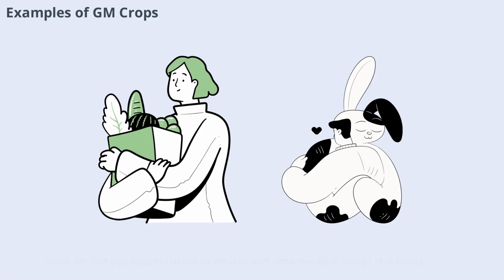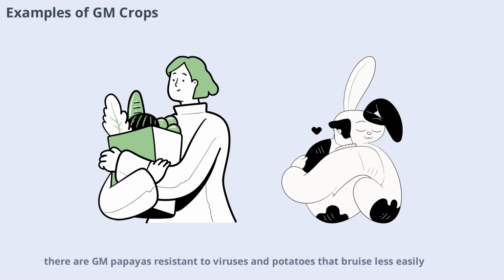In addition, there are GM papayas resistant to viruses and potatoes that bruise less easily. These examples show how genetic engineering can address specific agricultural challenges and improve food quality.